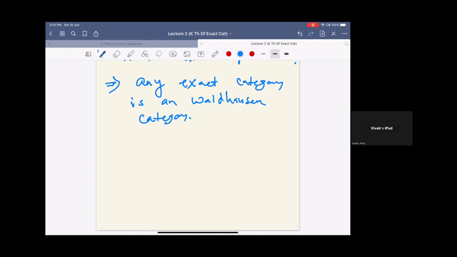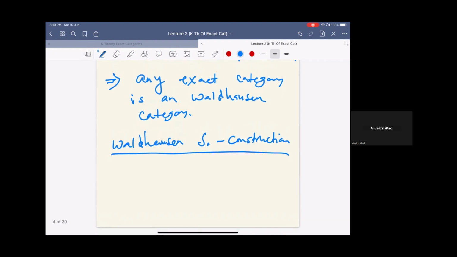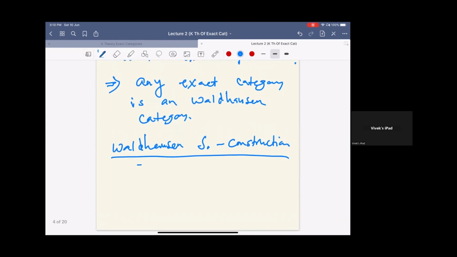This is one of the general constructions of K theory. Waldhausen S dot construction. So basically, we have already K0 of C. Then how to define higher K theory? So there is a formalism. You can define S dot C. So that is the S dot construction. We need one lecture to explain that, but strictly as a black box. So what is this S dot C? It's a simplicial category.